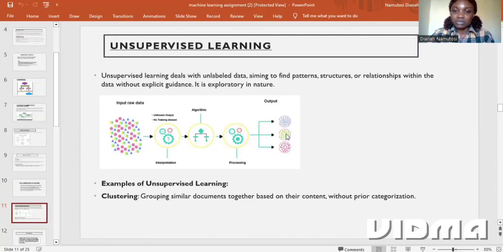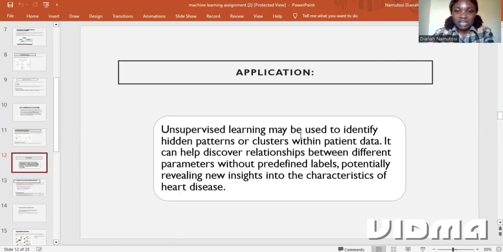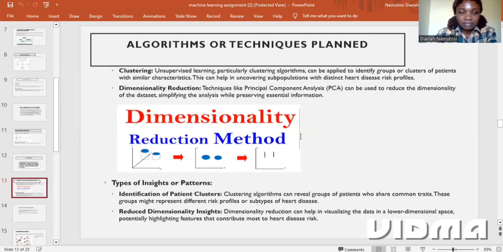For example, maybe all those people that we always find out that they're what? They're at risk of getting heart disease or they have heart disease. The algorithm's use and application, that's how I've talked about it. The algorithm is clustering, which is the same as what I've talked about, just classifying groups of data according to their features or similarities.